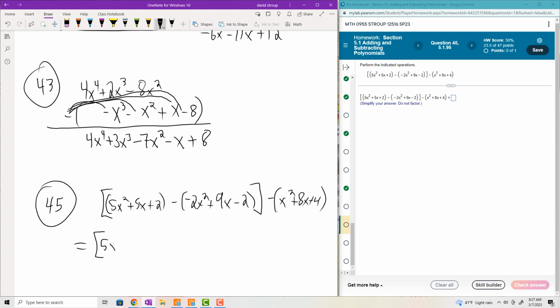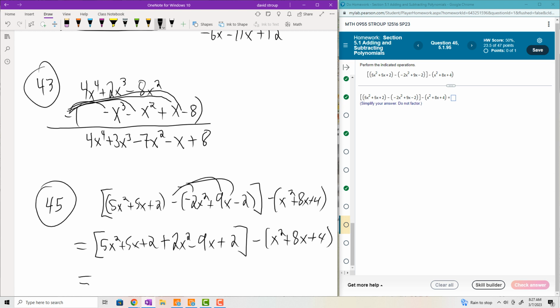So I'll have 5x squared plus 5x plus 2, and then I distribute this negative. So that will be plus 2x squared minus 9x plus 2. And then minus this other guy, x squared plus 8x plus 4. I'm going to combine some like terms here. So 5, 6, 7x squared. And then 5 minus 9 is minus 4x. And 2 plus 2 is plus 4. And I'm going to distribute the negative on that guy. So minus x squared minus 8x minus 4.